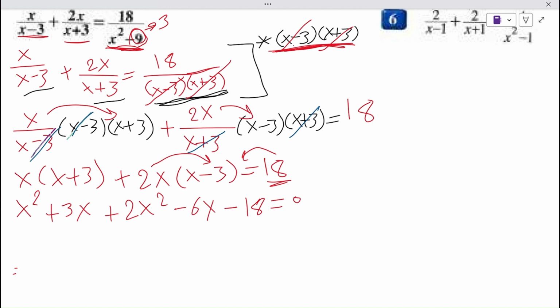Now, look at here. We have x squared, 2x squared, and x squared. Both of them are positive. Add them. This has become 3x squared. What about 3x and minus 6x? This has become minus 3x, then minus 18. Okay, this is equal to 0.